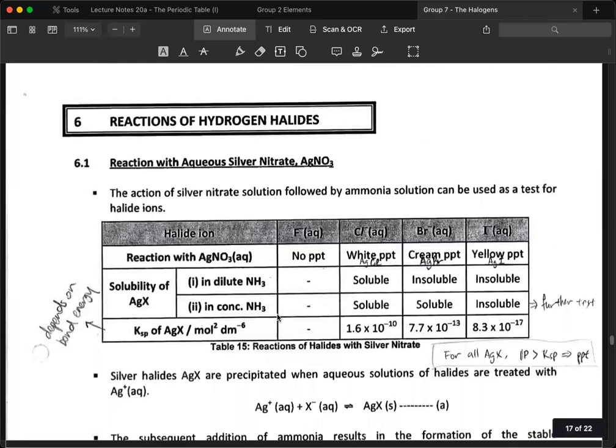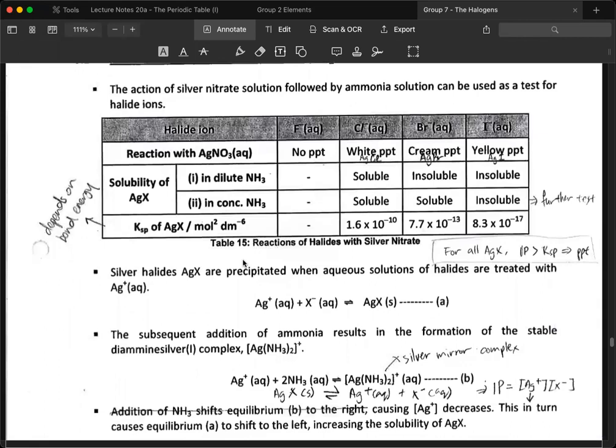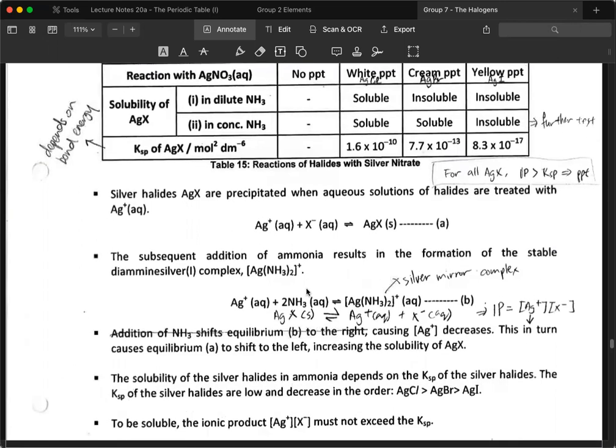Then the reactions of hydrogen halides go further. They will react with silver nitrate: no precipitate for fluoride, but a white precipitate, soluble in ammonia. The Ksp will decrease, so they become more and more insoluble: cream precipitate, yellow precipitate, and so on. So these are the differences. Silver halides are precipitated when an aqueous solution of halide is treated with silver ion. The subsequent addition of ammonia results in the formation of a stable diammine silver complex.